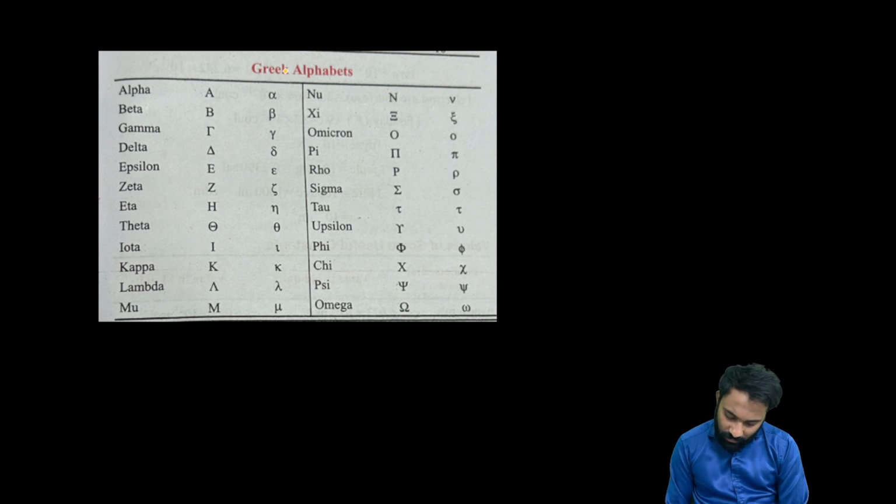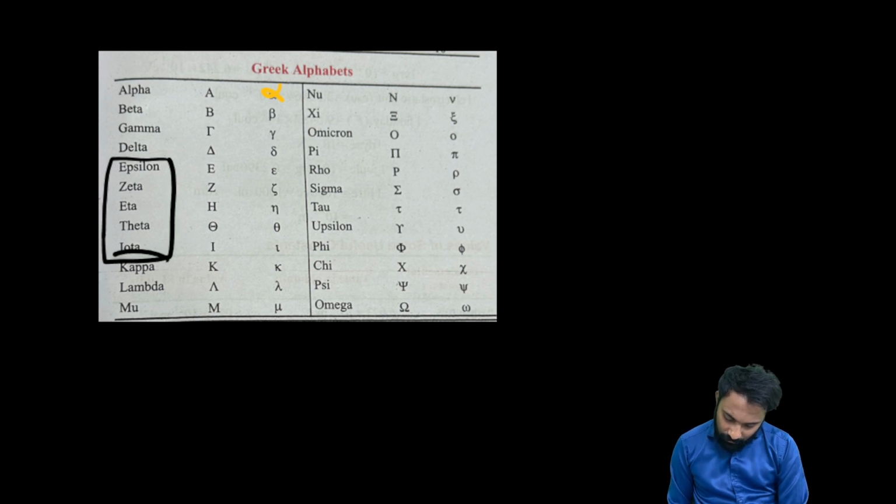First one is alpha, that we will represent with this symbol. Next one is beta, next one is gamma. All this you know: alpha, beta, gamma. Next one is delta. Clear? Next we have epsilon. This epsilon most probably we are not going to use in our chemistry. Clear? Zeta, eta, theta, most probably we will not use up to iota.